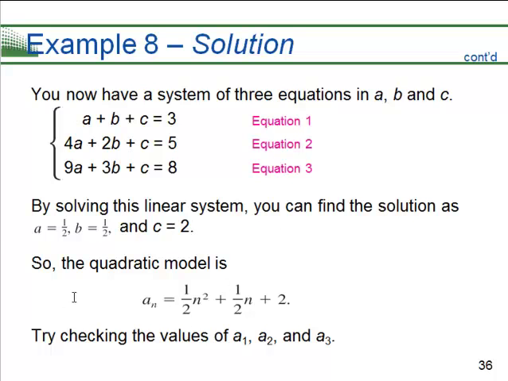That means I can go back to my generic model, a sub n, and find this quadratic model, 1/2 n squared plus 1/2 n plus 2. If I go back and check values of a sub 1, a sub 2, and a sub 3, I'll find that it works. So this is another way that I can generate a pattern or a model for a sequence that may not be obvious right at the beginning.